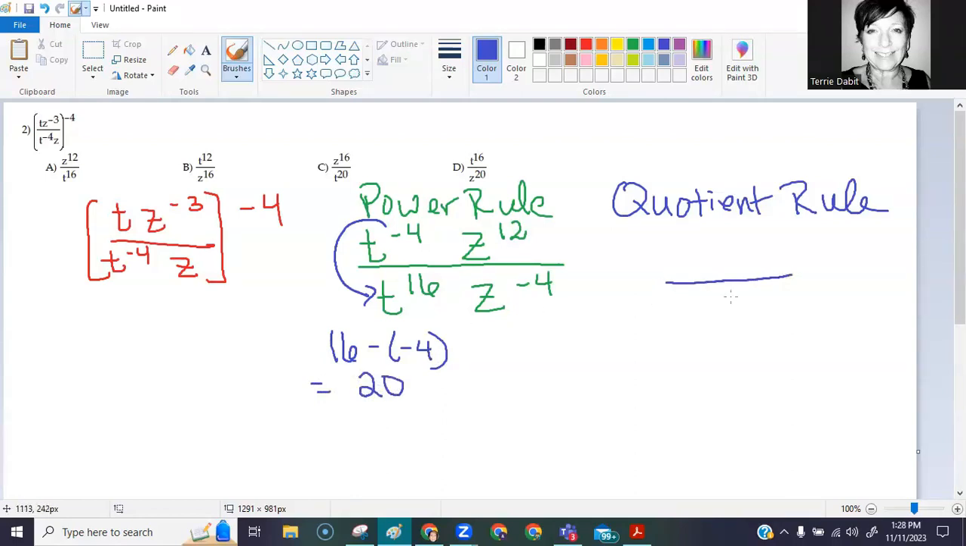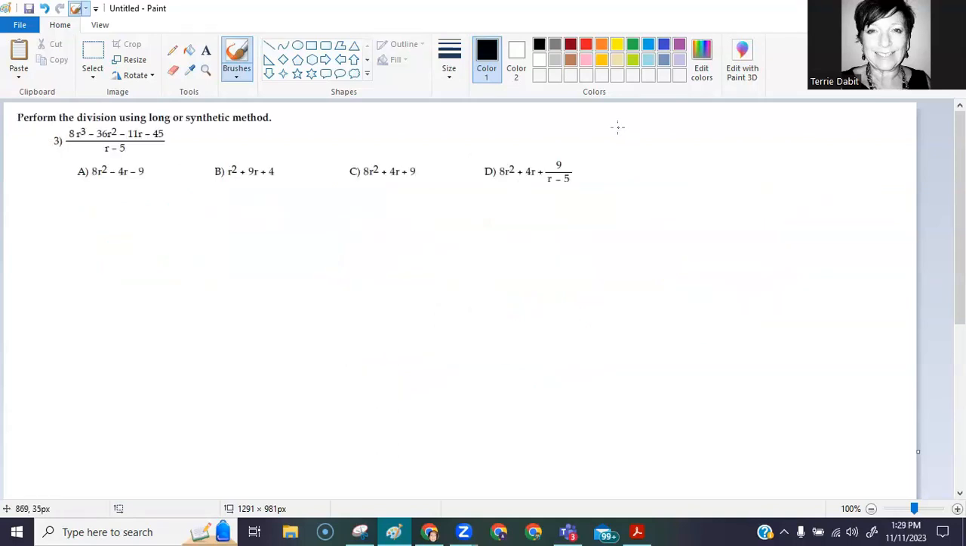So I already know on the bottom, I have t to the 20. And then I look at my z's. If I look at my z's, I can pull a -4 to the top and then 12 minus -4 is equal to 16. So therefore on the top, I have a z to the 16th power. Final answer. Okay, number three, asks us to perform division of polynomials.